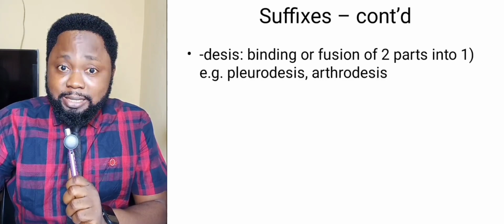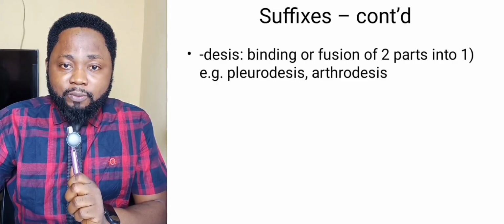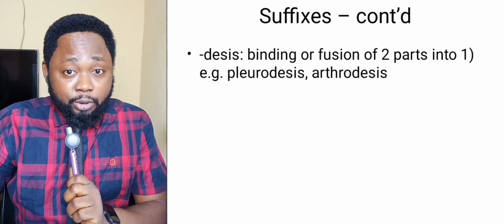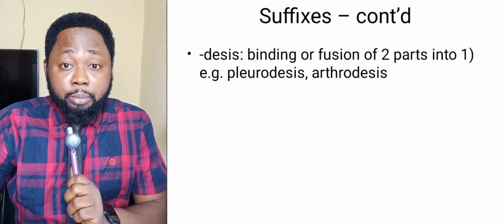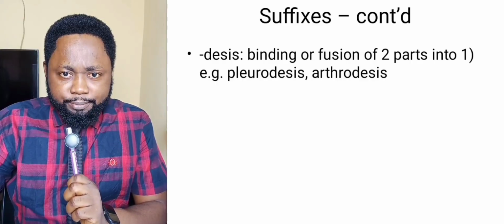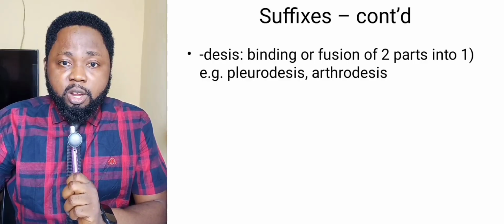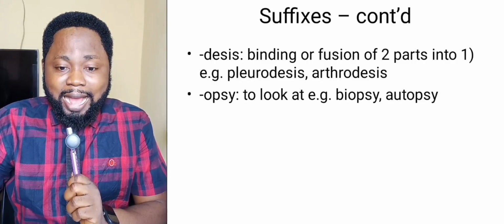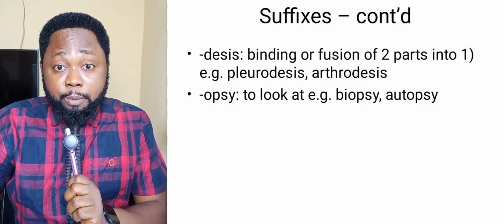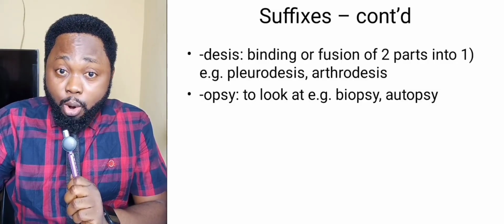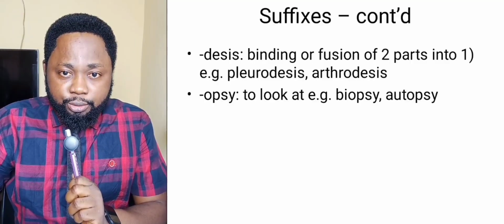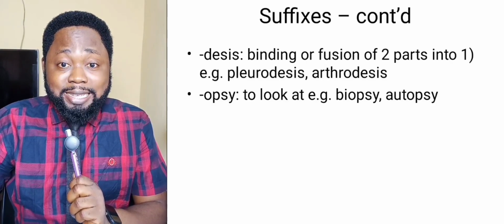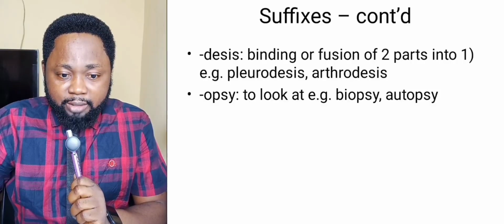Examples include pleurodesis, which means the binding of the parietal and visceral pleurae into one. Arthrodesis means the binding of the bones of a joint into one. This is actually used in the treatment of some joint conditions. Opsy means to look at. Examples include biopsy, which means to look at or to examine a tissue taken from a living body. Autopsy means to look at or to examine the body after death.